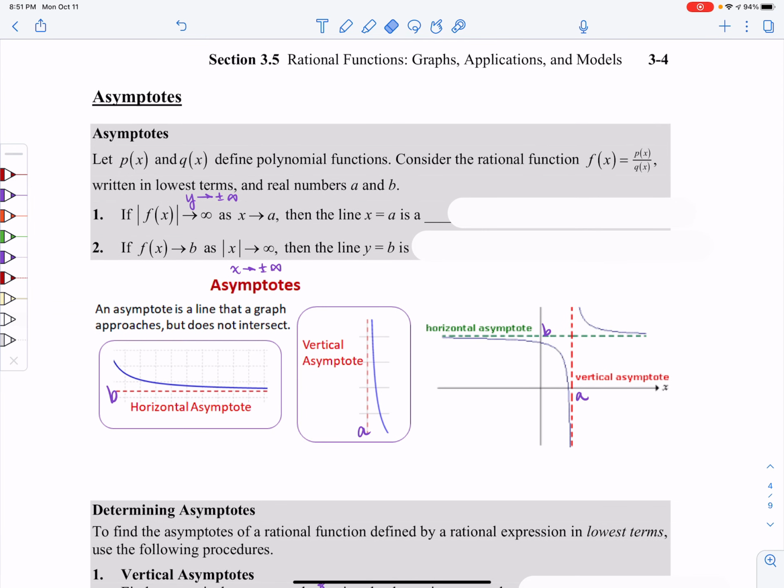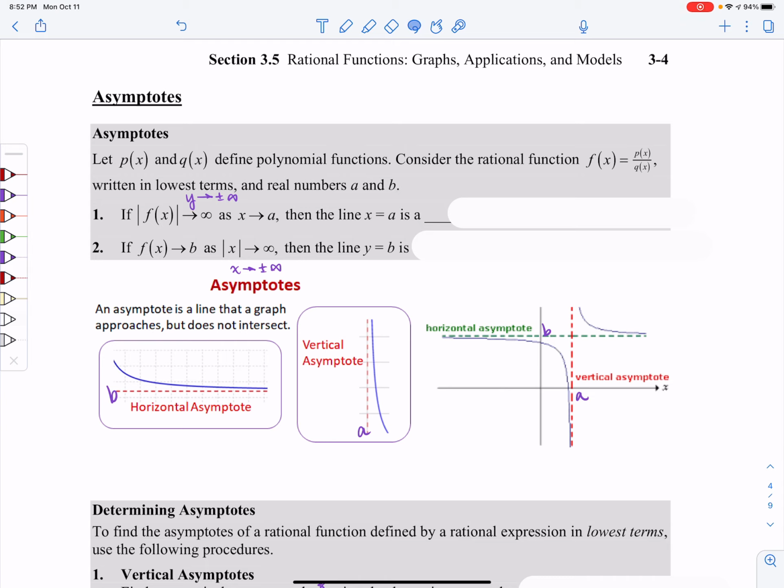So this gray box says that if P and Q are both polynomials, and we have this rational function, not a polynomial, but a rational function, P over Q, and it's written in lowest terms, and we have these real numbers A and B. So part one says that if my y value, that's what f of x is, if my y value is approaching either positive or negative infinity.